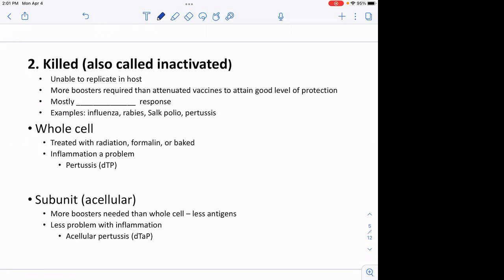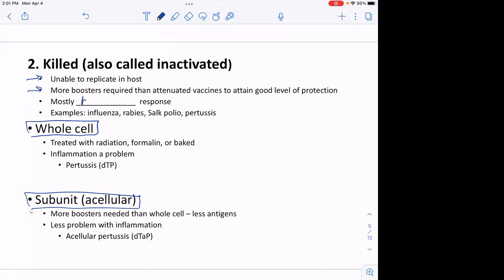Okay, and there are two kinds of killed vaccines, either whole cell or subunit. Okay, so whether you're talking about whole cell or subunit, again, some good things, some bad things about this kind of vaccine. They don't actually replicate in the host, right? Because they've been killed somehow. And we typically have to give more boosters to get the same level of protection.